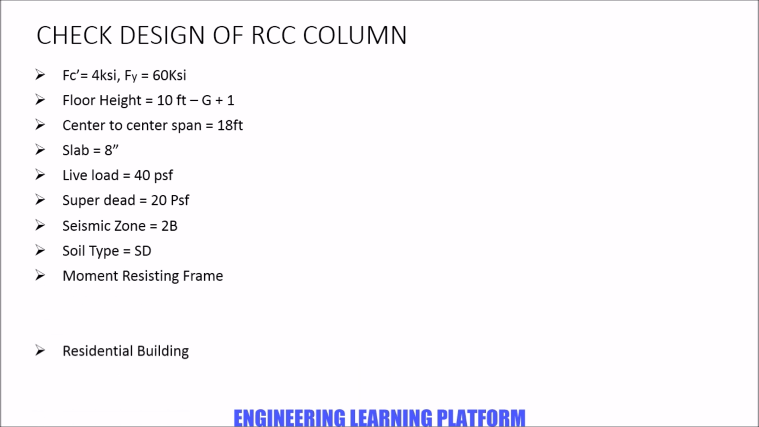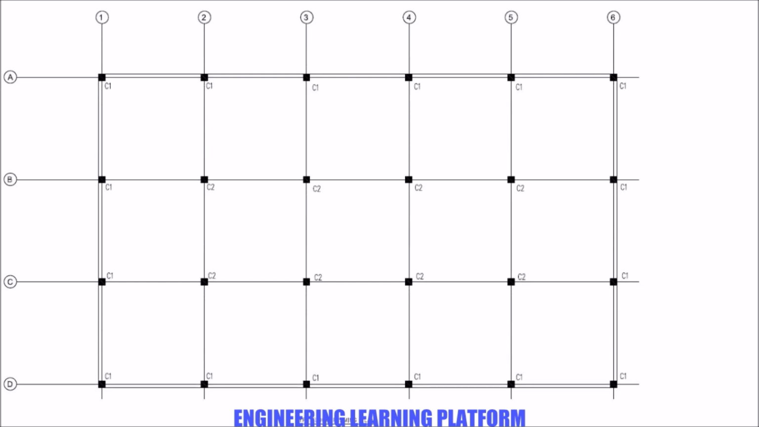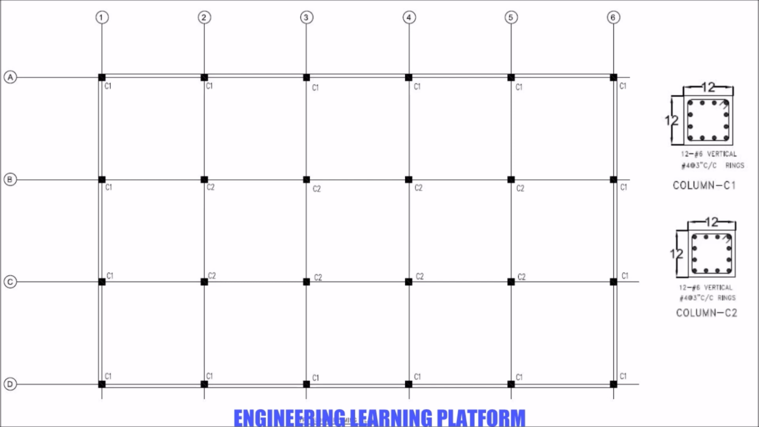The framing type is moment resisting and it is a residential building. We have to use UBC 97 for seismic load, and the ACI code to check column design. The framing is shown. The section of the column C1 is shown and a section of column C2 is also shown with reinforcement details.